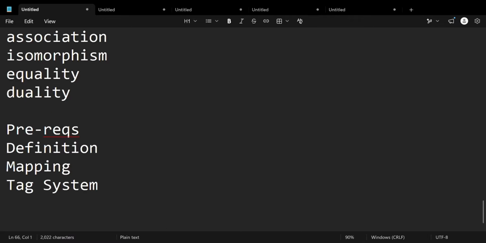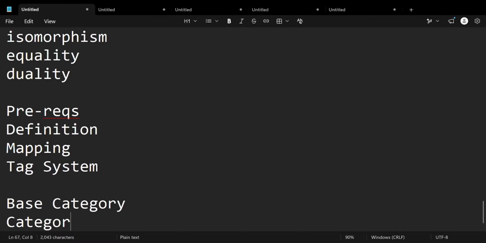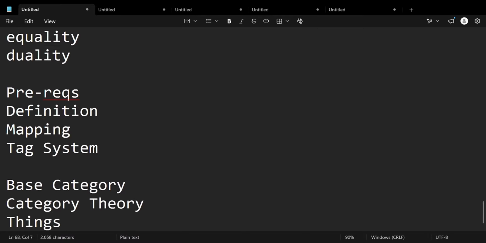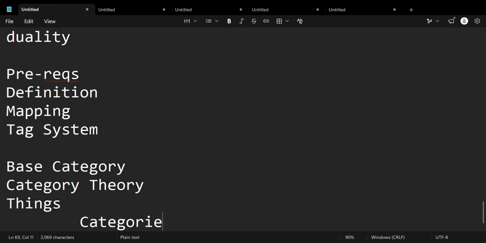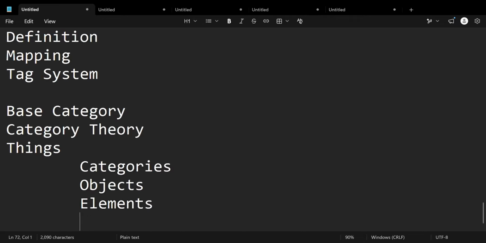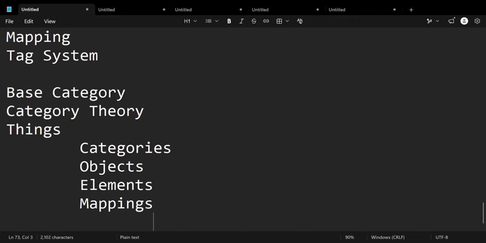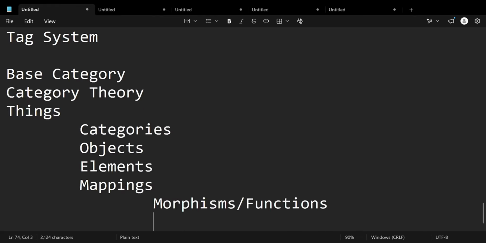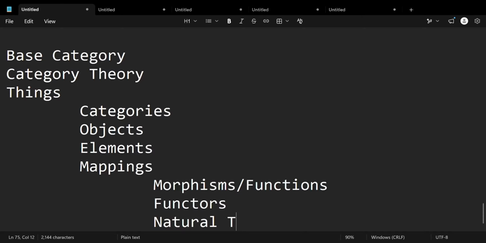And then we went on to base category theory, which was, well, what is category theory? It's a framework. We have our things of category theory, which were categories, objects, elements, and mappings. And then we had our 3 different types of mappings, morphisms slash functions, functors, and natural transformations. Okay.